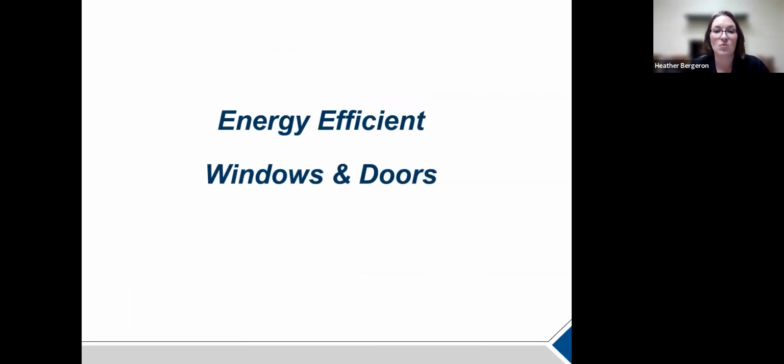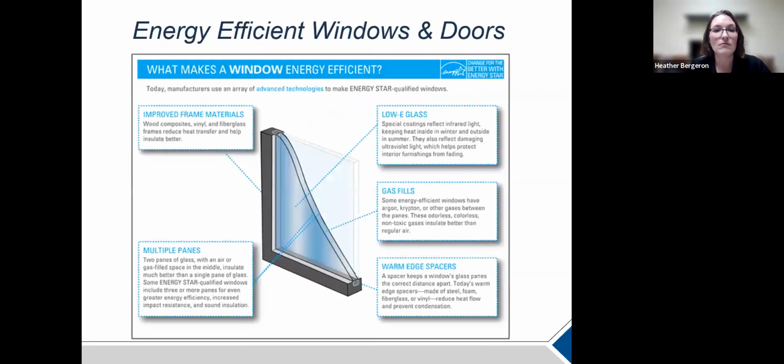Energy efficiency in windows and doors. So what makes a window energy efficient? Well, today manufacturers are using an array of advanced technologies to make EnergyStar qualified windows. That's improved frame materials, the basics as far as your wood clad, wood composite, vinyl, fiberglass, aluminum. You have multiple panes of glass, whether it's two panes of glass or triple pane, or other manufacturers out there that have other advanced technologies as far as glazing goes.